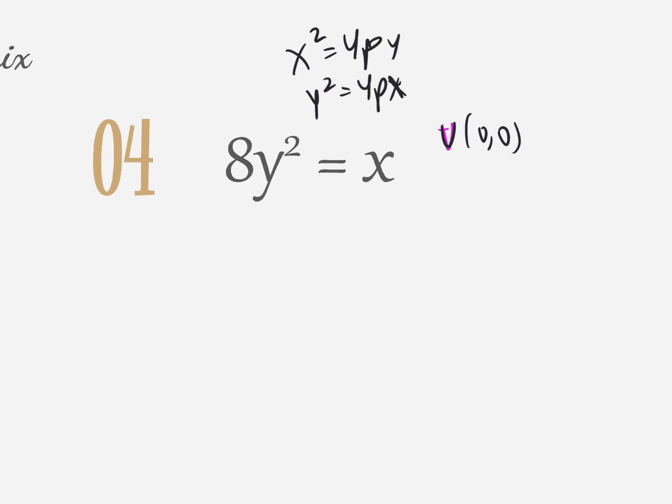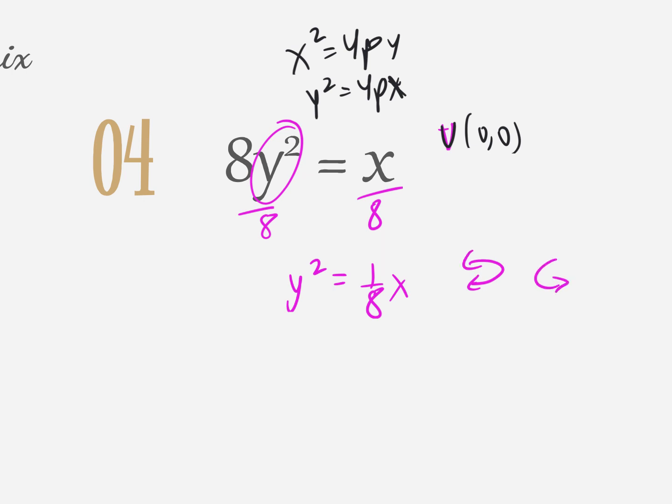So I'm going to rewrite this so I isolate my y squared. So I'm going to divide both sides by 8, correct? So y squared, I'm going to rewrite it as 1/8 x. Is this a left or right or up and down again? Left and right, good. And is it which direction? Positive or negative? Positive, good. So it's opening to the right.